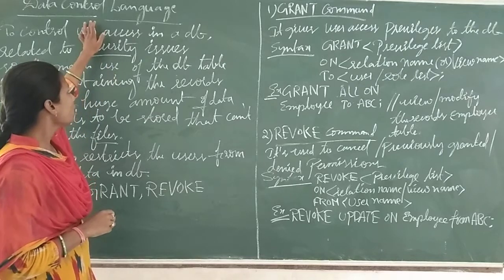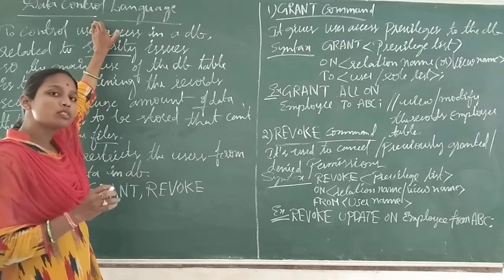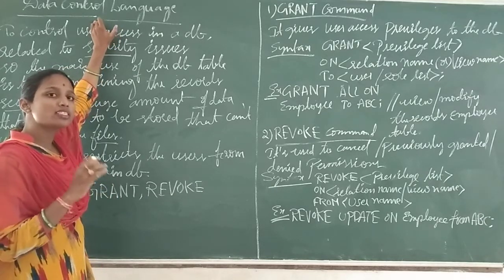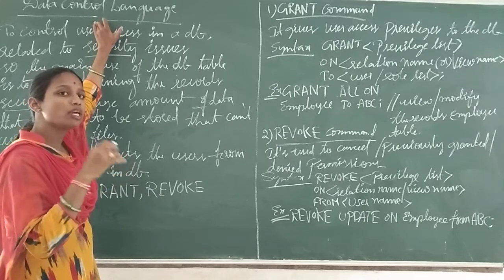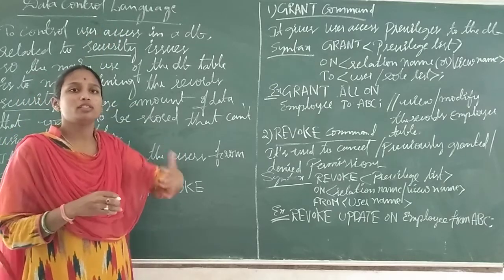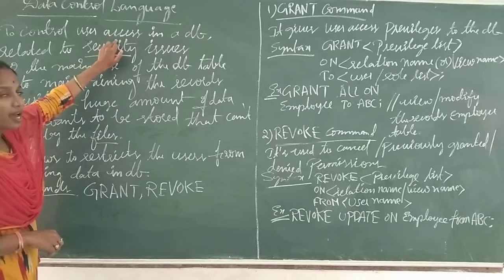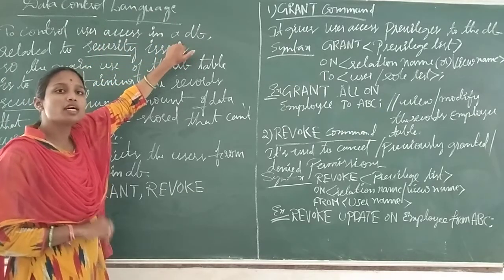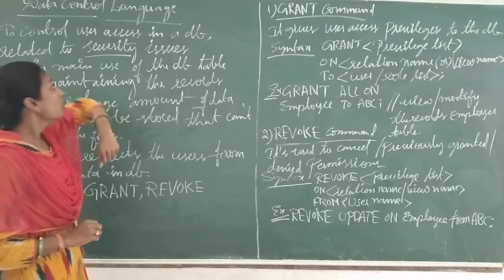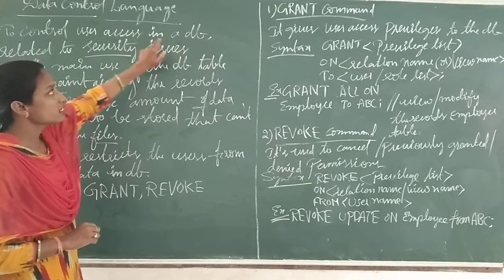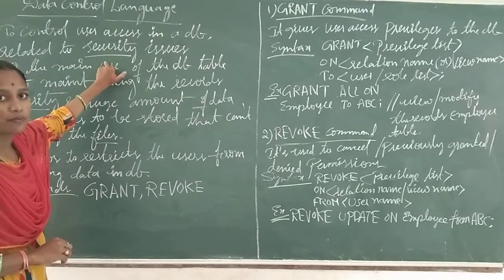The name itself says it is about controlling. Controlling the data means controlling whatever access users have to the data in the database system. It has some security to give permission to users to access the data. It controls users' access in a database. Data control language is about controlling access, and it is used for security.